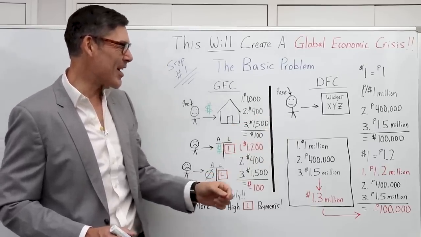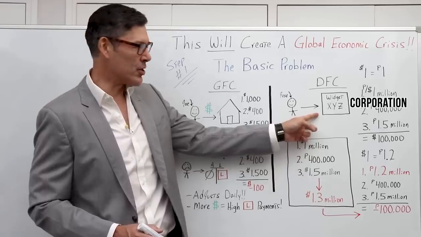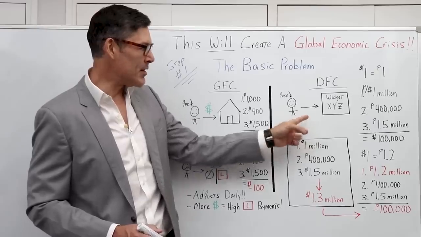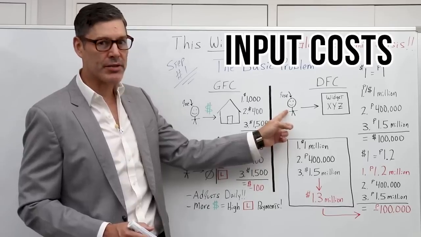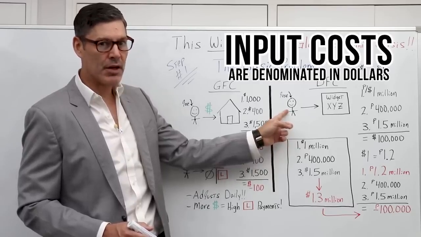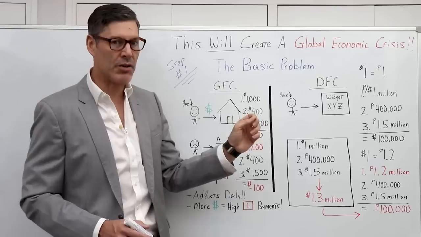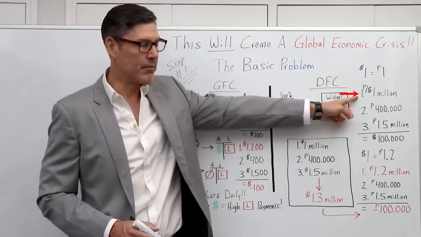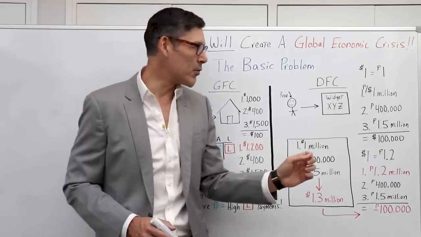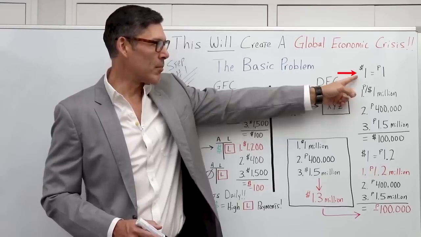And the average Jose starts a widget maker. We'll call it Widget XYZ Corporation down in Argentina, and they deal in pesos. But a lot of Jose's input costs are denominated in dollars. So he had to go out there and take a dollar-denominated loan. We'll say his monthly payments for this dollar-denominated loan are $1 million a month. Okay, and let's just assume for a moment that we start off with a 1-to-1 relationship between the peso and the dollar.